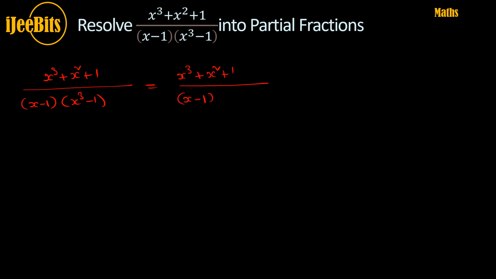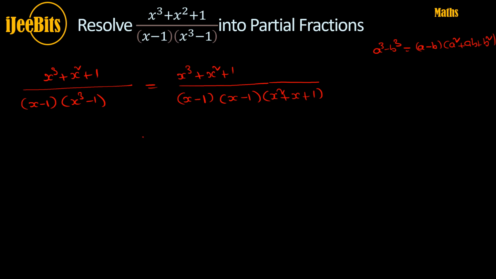This one, a cube minus b cube, can be written as a minus b times a square plus ab plus b square. So x cube minus 1 is x minus 1 times x square plus x plus 1. That's what you can write.